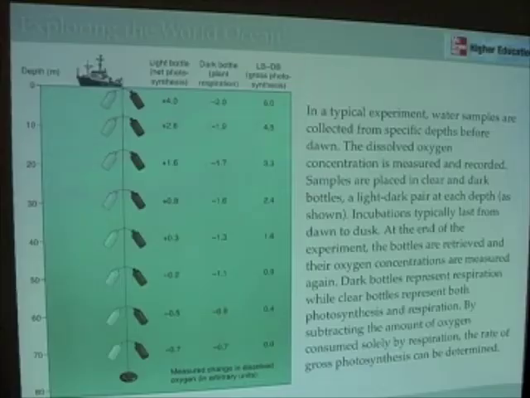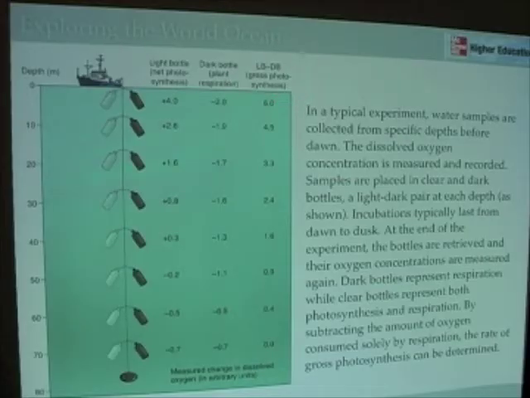So the light-dark bottle method provides us a powerful tool for measuring rates of photosynthesis in the ocean. And here's an example of how it's done. In a typical experiment, a ship will go out and take water samples from a variety of different depths. It will put that water in a light and dark bottle. It will let them incubate over a period of time, typically from dawn to dusk. It might be shorter, depending on the concentration of phytoplankton in the water column. Then at the end of the experiment, you measure how much oxygen went up in the light bottle, if at all, and how much oxygen went down in the dark bottle. And as it turns out, the difference between those gives us some estimate of photosynthesis. You can do the math to figure out that that's true.